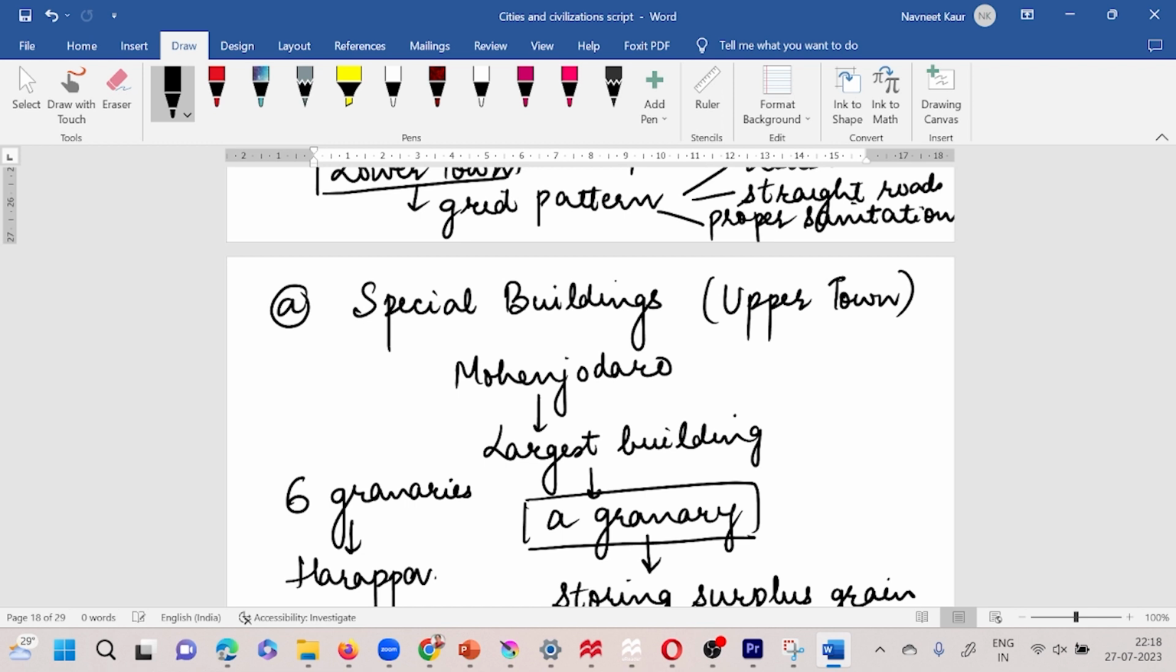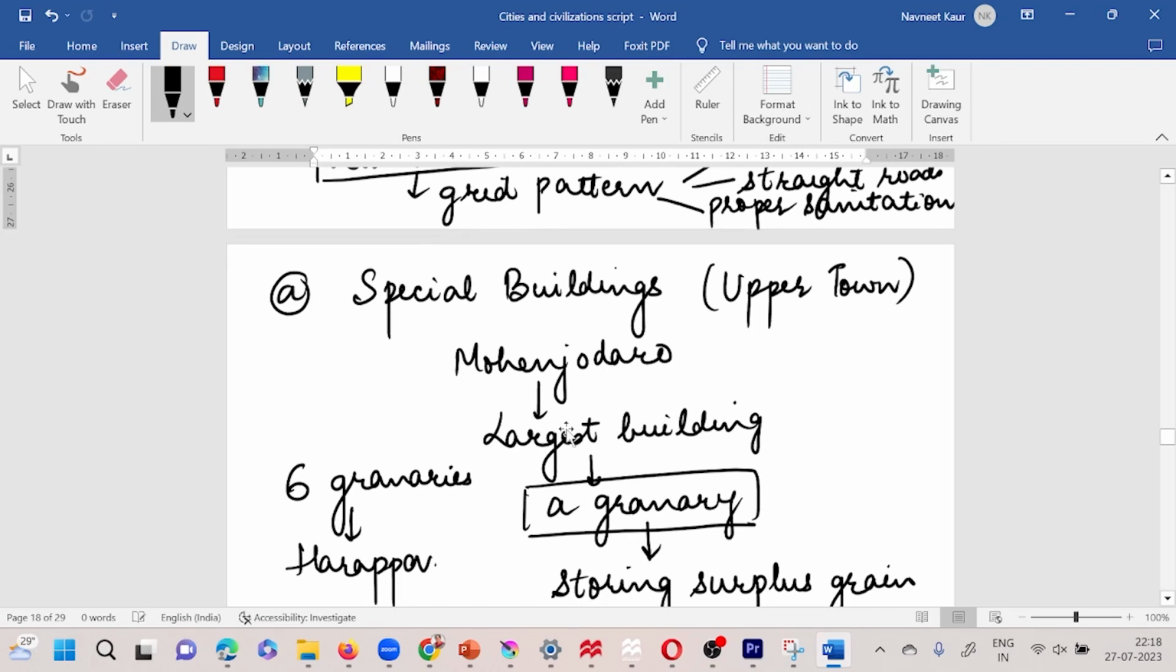Then, if we go for the features of town planning, basically, first is special buildings, the Citadel. Second is the lower town. Third is the drains and drainage system. Fourth is the streets that were made at those times.